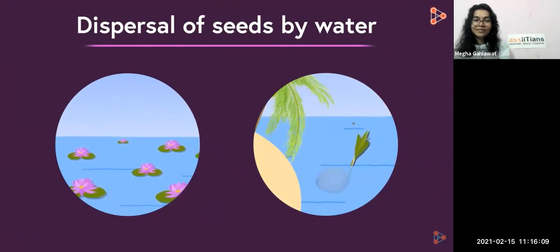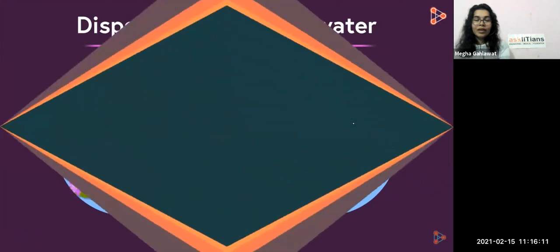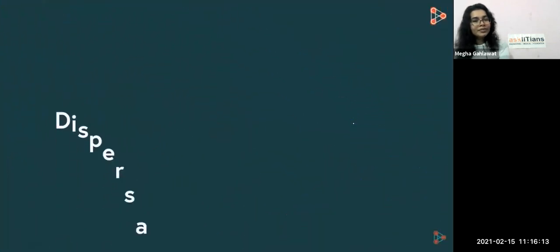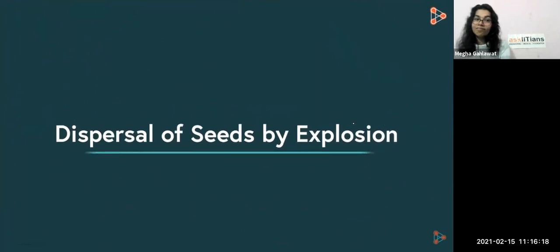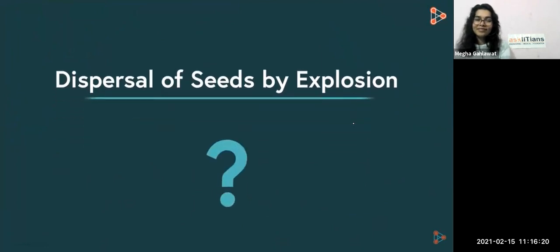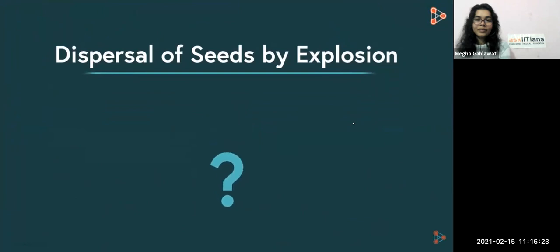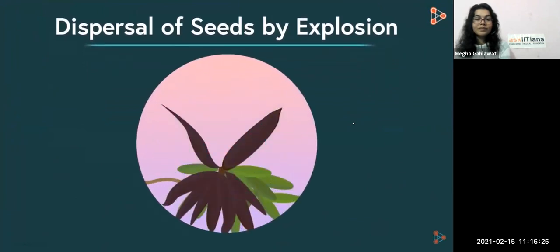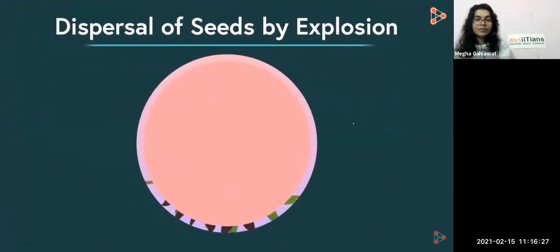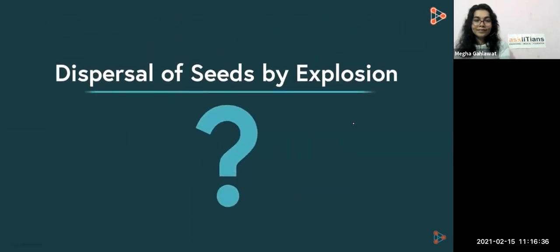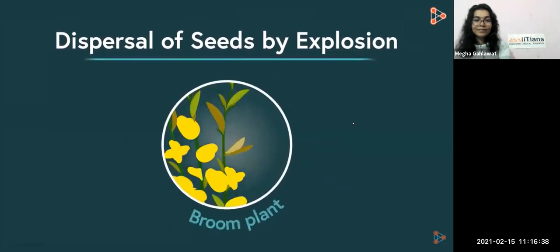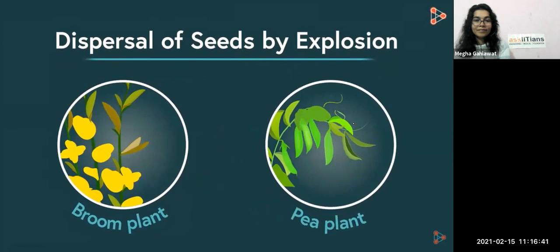What is the next type of dispersal? Let me name it for you. It's called the dispersal by explosion. Did I just say explosion? You heard me right. Then what exactly explodes in a plant? In some cases, fruits or pods containing seeds burst on their own. The pods dry and split open suddenly with considerable force, which throws the seed at a distance. What are the examples of such type? We have plants like broom and peas, which belong to this category.